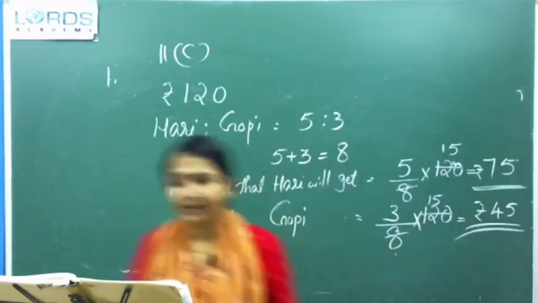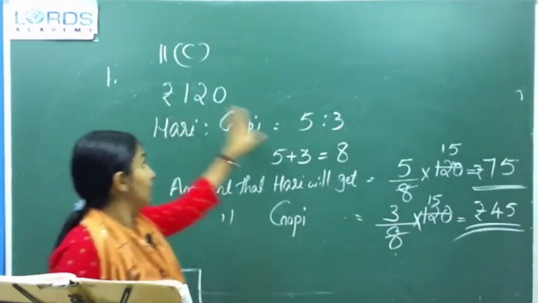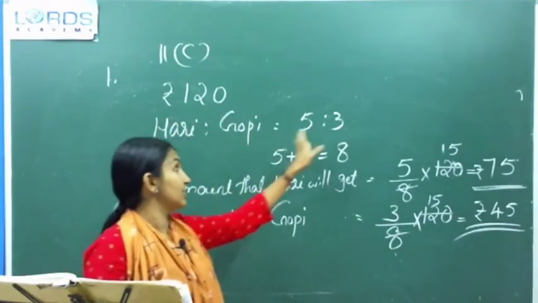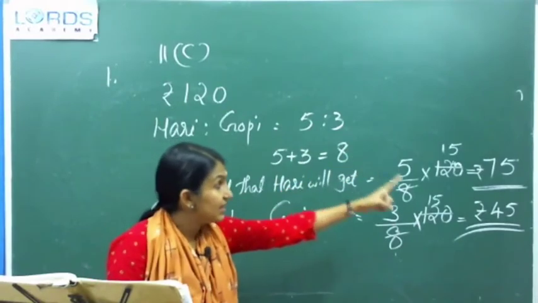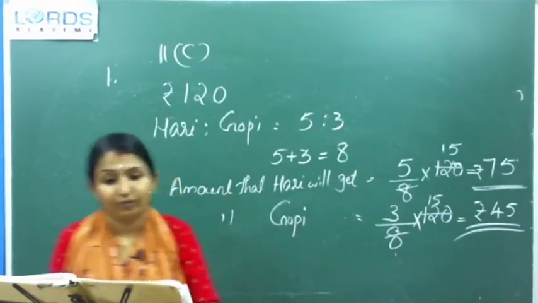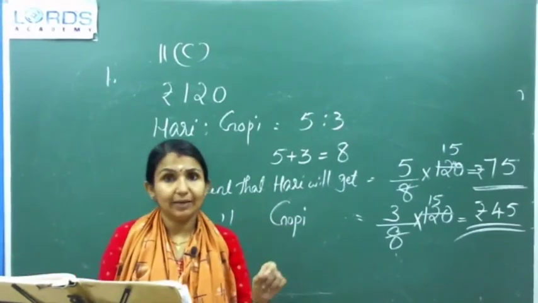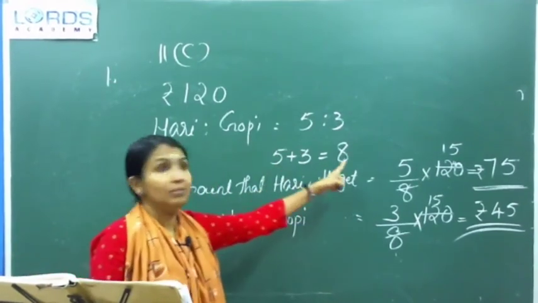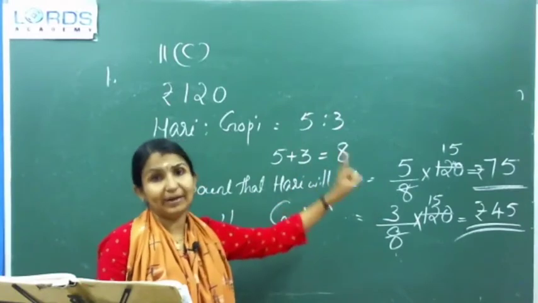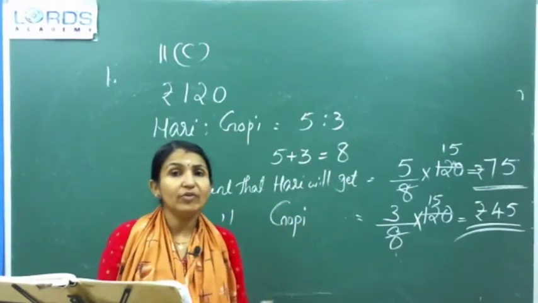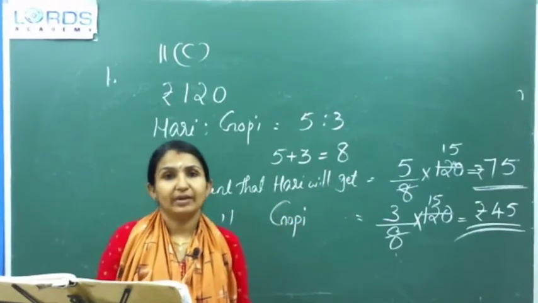So we divided the 120 rupees among Hari and Gopi in the ratio 5:3 as 75 rupees and 45 rupees. So what did we do? What is the given ratio? Add them, then take the first number by the total. What is the second number? By the total we should write. And whichever amount we want to divide, just multiply it with that.